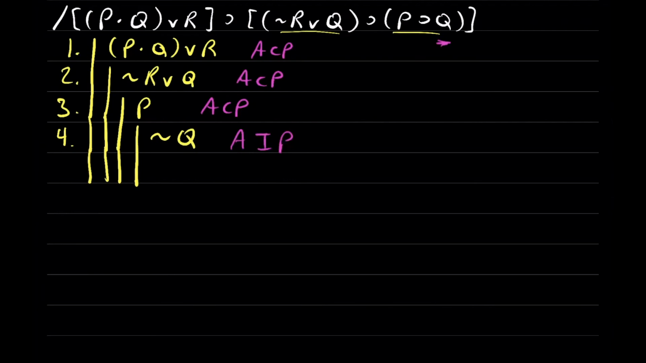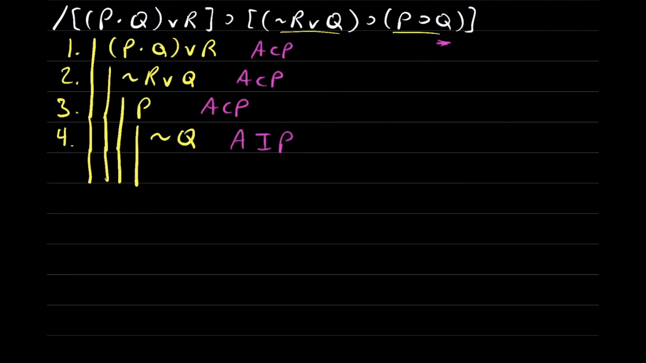If I can do that, that will give me Q, which will give me P implies Q, which will give me not R or Q implies that P implies Q, that I can close off that outer conditional proof sequence, build that outer main operator horseshoe conditional, and we'll be done. Okay, let's see if we can do it.